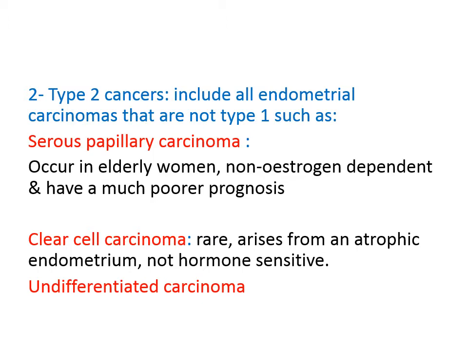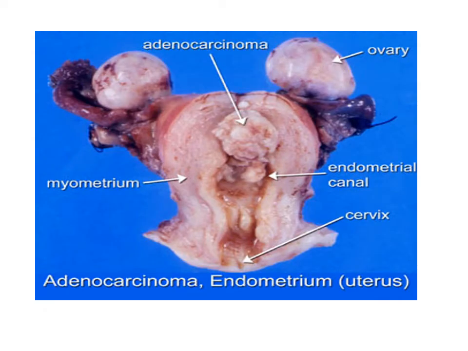Hence, from this point, we can imagine that this category affects those who are postmenopausal, that is to say, an elderly age group than those affected with type 1 endometrial adenocarcinoma. All of these subcategories carry a poorer prognosis than type 1. And of course they are not hormone sensitive. This figure illustrates how an endometrial adenocarcinoma looks on a sagittal view of a uterus after a hysterectomy. This is the gross appearance of the tumor.